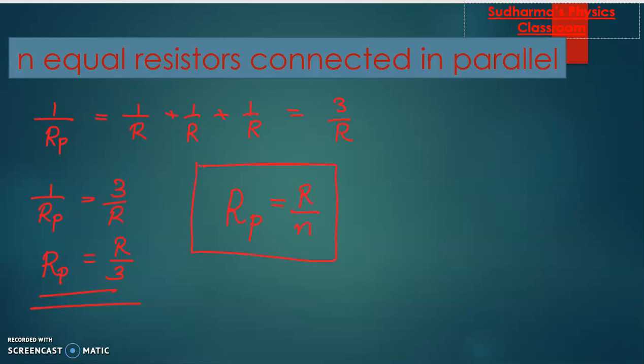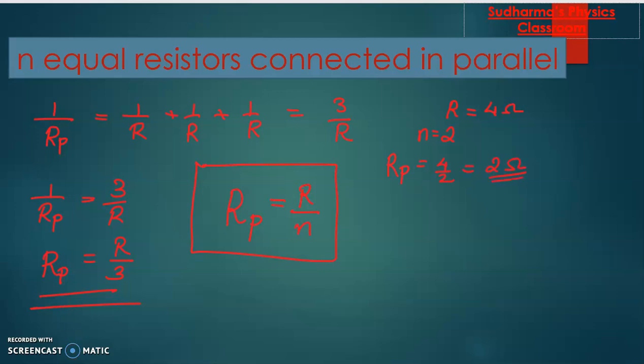Hope you understood this. Let's just try one example. If R is equal to 4 ohms, and how many 4 ohm resistors are connected? 2 4 ohm resistors are connected. So n is equal to 2. We can write Rp is equal to R by n, that is 4 by 2, that is 2 ohms.